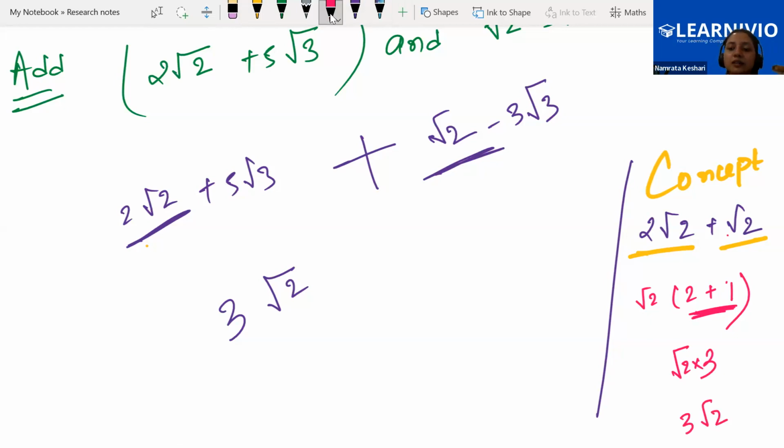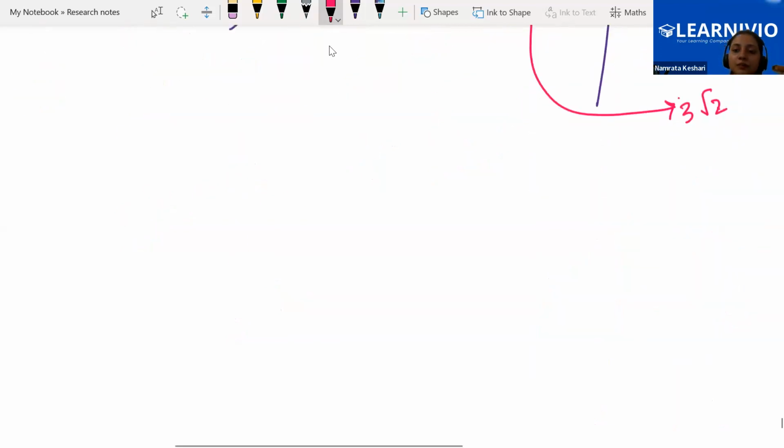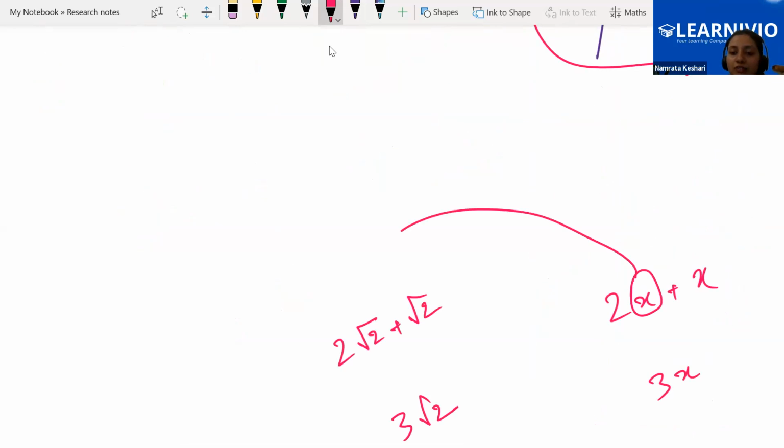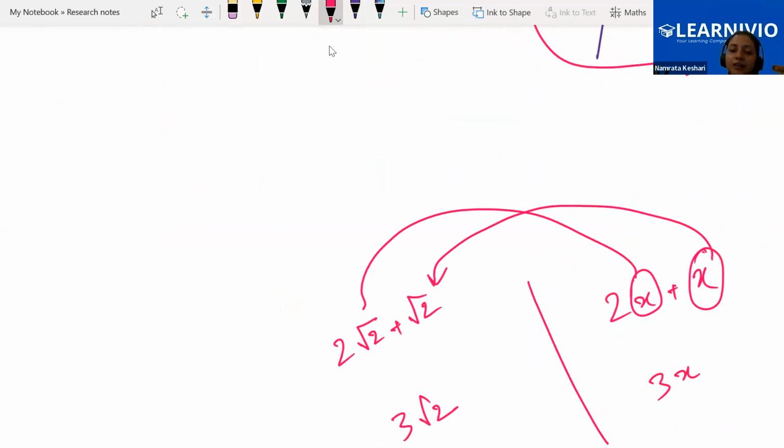And that's why from here to here, directly also we can write. This is the actual concept. How can taking it common give 3 root 2, though? I don't understand why it's 3 root 2. Because 2 root 2 means plus 1 root 2, we have to add the numbers only. 2 plus 1, that is 3. Root 2 is root 2 only. The way 2x plus x is 3x, similarly 2 root 2 plus root 2 is 3 root 2. Here, in the place of x, we are having root 2. Can you see it, Sarah? Yeah, I understand now. Okay.